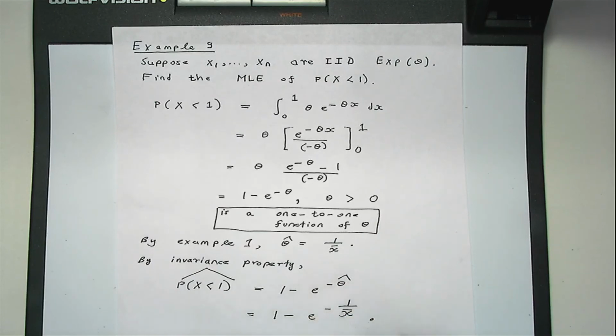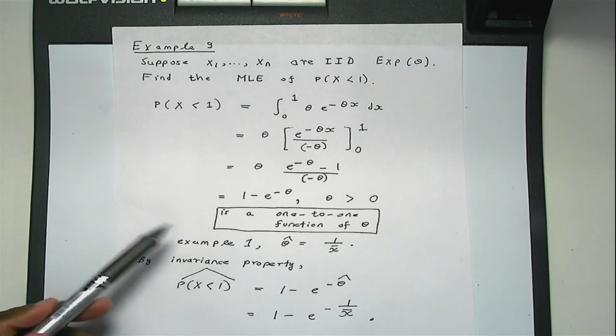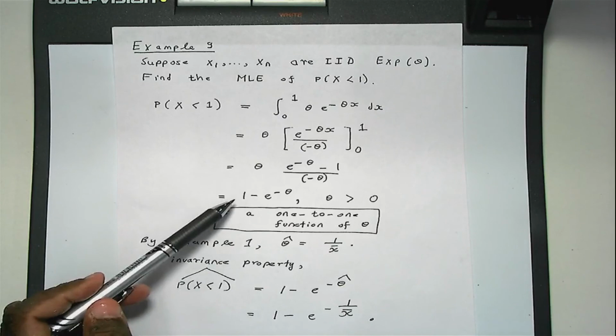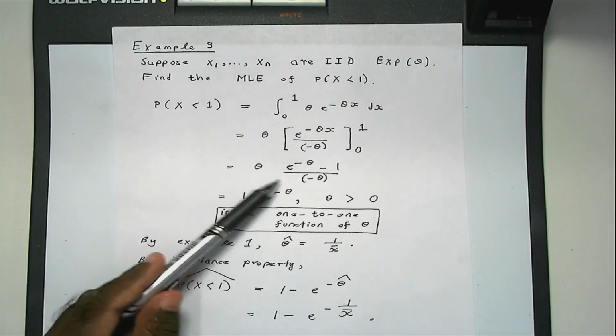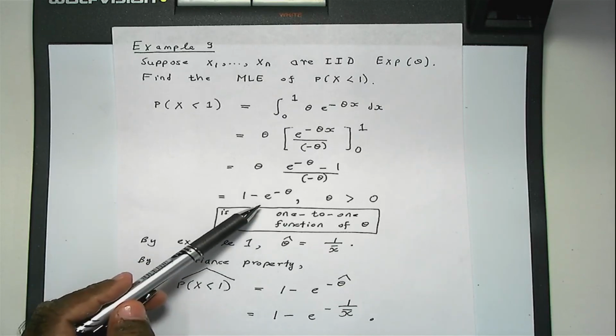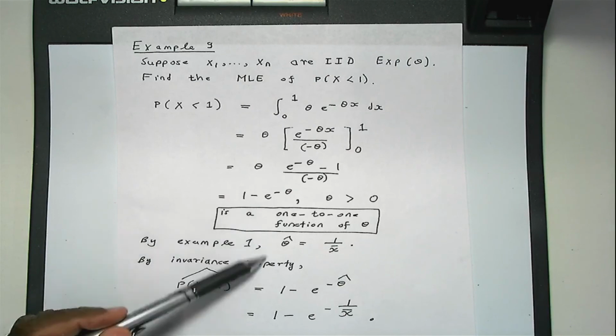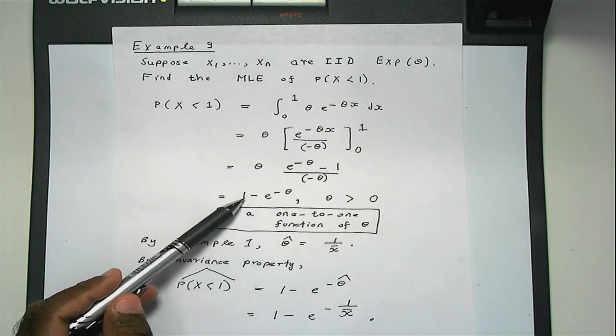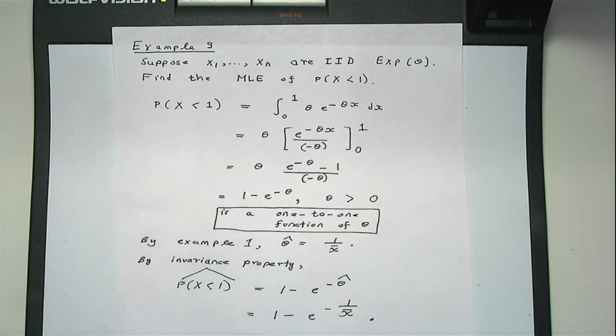So I hope you understand. So this is the power of the invariance principle. That is, if you have a one-to-one function of theta, which is the case, and you know the MLE for theta, then you know the MLE for this, which is this, right? Alright, so that's example 9. The final example I'm going to do in this video is example 10.